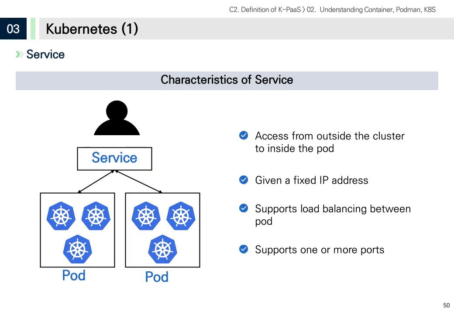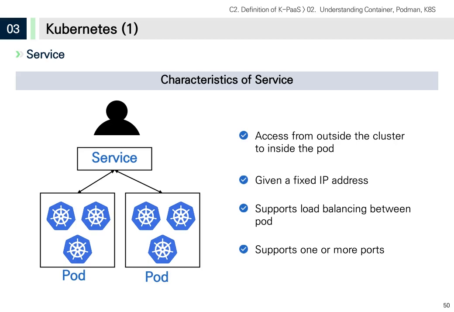Next, we'll look at services, which are responsible for making internal pods accessible from outside the cluster. Pods themselves have their own unique IPs, but since pods can be created or deleted, their IPs can change. Also, you can't directly access a pod from the outside. This is where the role of a service comes in, which uses a static IP to lock in an IP and make it accessible from the outside.